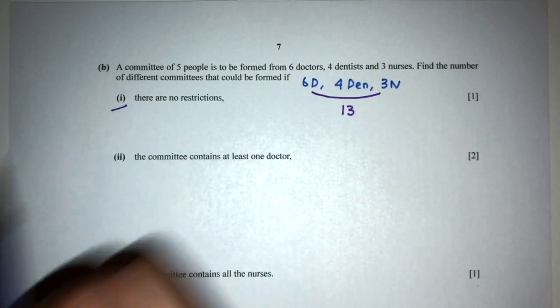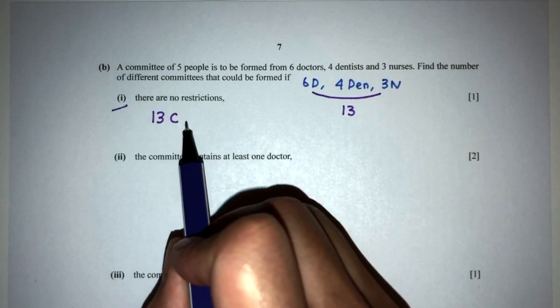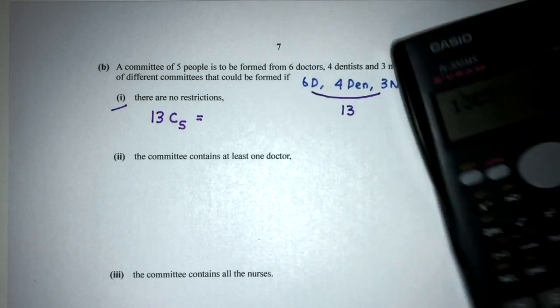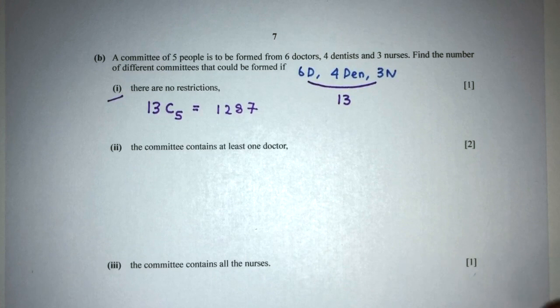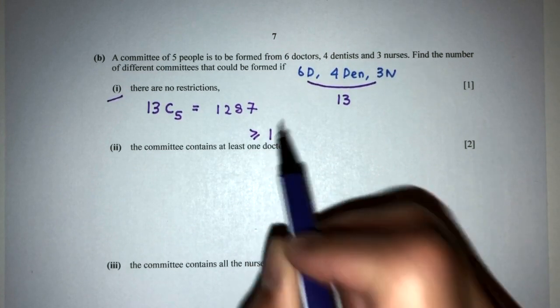Now part 1, what if there's no restriction? Pretty easy. From the 13 people, we need to choose 5. So 13 choose 5 will be what? That will be 1287. Now for part 2, the committee contains at least 1 doctor. So more than or equal to 1 doctor.